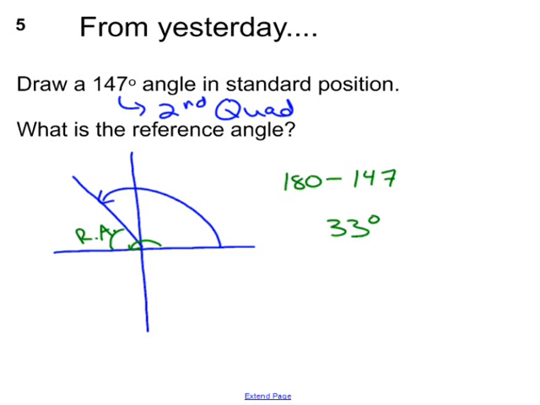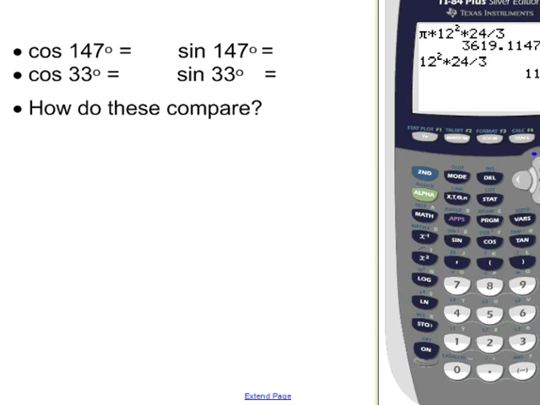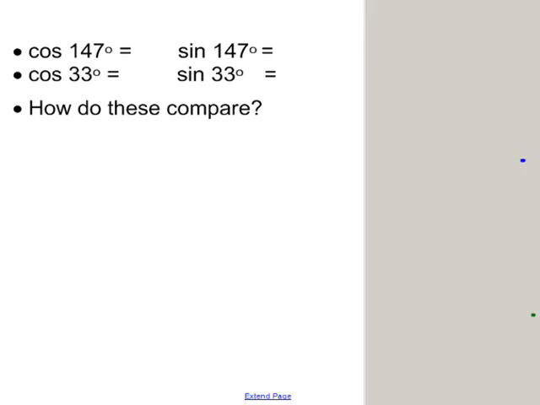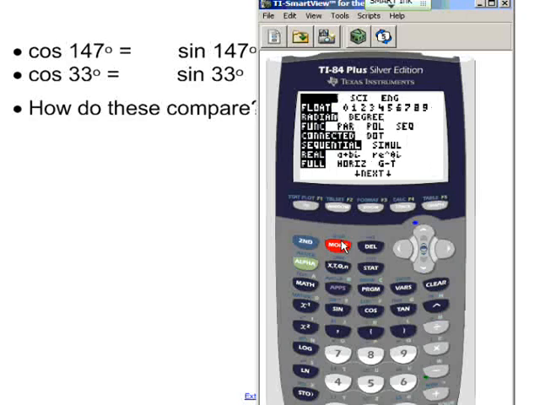So now I want us to go to our calculators and check some things out. Okay, so the first thing you need to do is make sure your mode is in degrees. So you see I have to change mine. So I went to mode, I arrow over to degrees, and I hit enter.